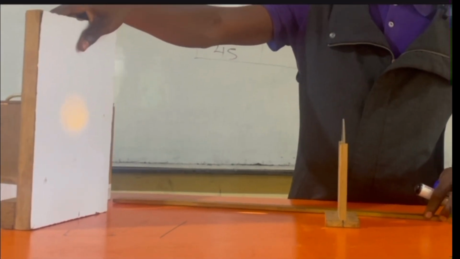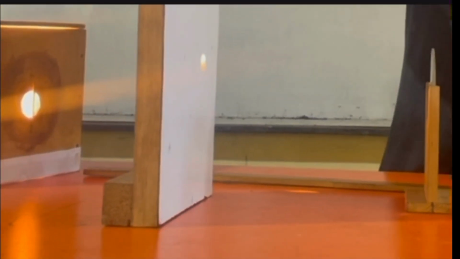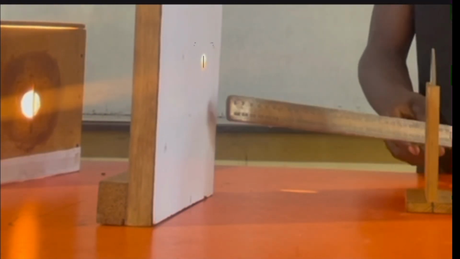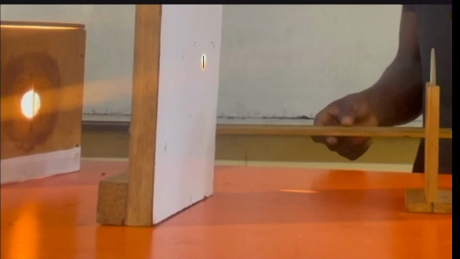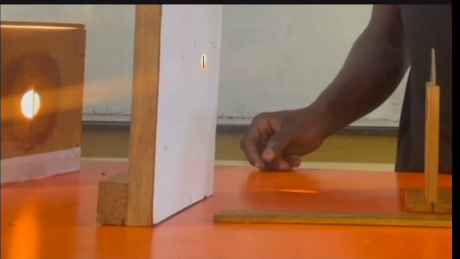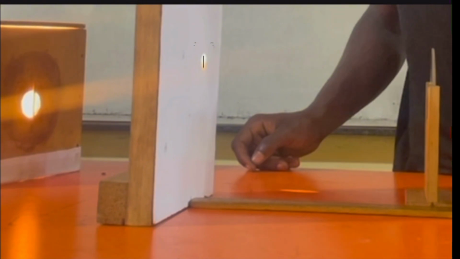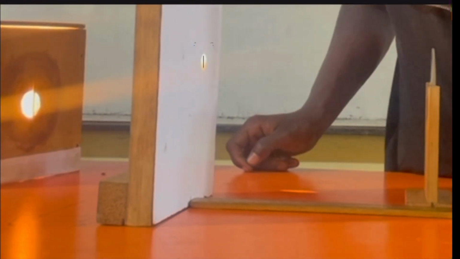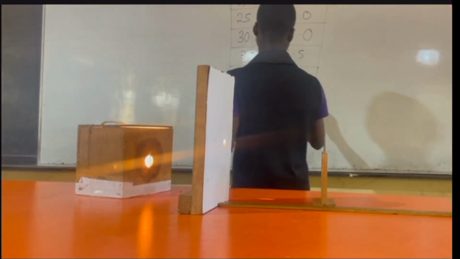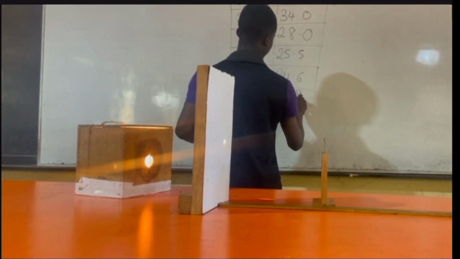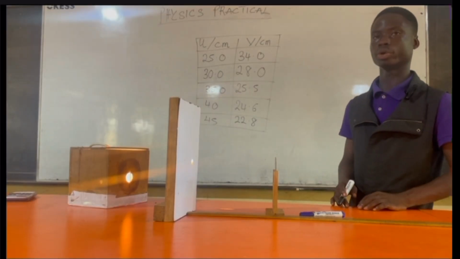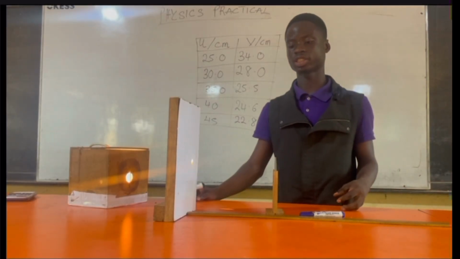We adjust our screen again until a clear image is formed. And over here, there is a clear image, as you can see. Then we record our value for V, the image distance. Over here we have 22.8 centimeters. So 22.8 centimeters. Now we are done taking our recordings from this experiment.